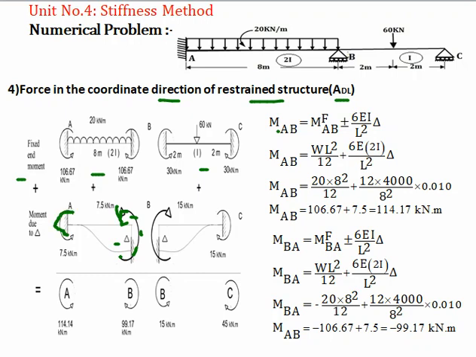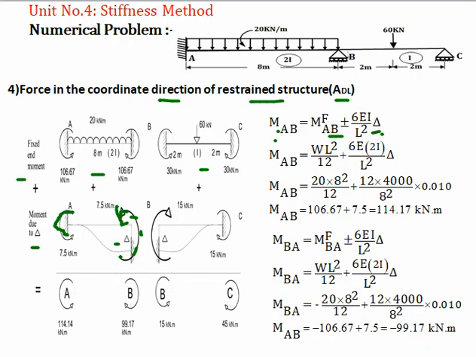Okay, so how to find that? We know the formula 6 EI by L square into delta. Now let us first find the moment generated due to the restraint condition at end A. It is nothing but the fixed end moment, and second is the moment due to the displacement or sinking of support. So adding these two: MFAB plus or minus 6 EI by L square into delta.